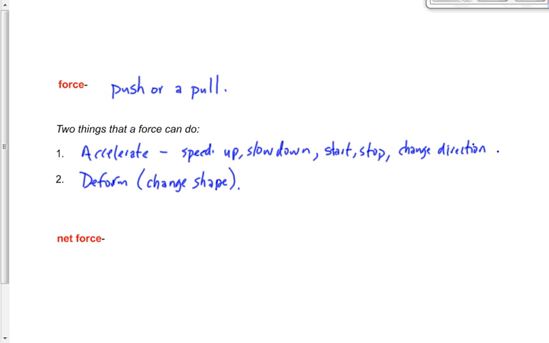Now another term, the net force. What does net mean? Not in the context of fishing or catching something, but in terms of mathematics, or even financial transactions. Overall or total, yeah, right.